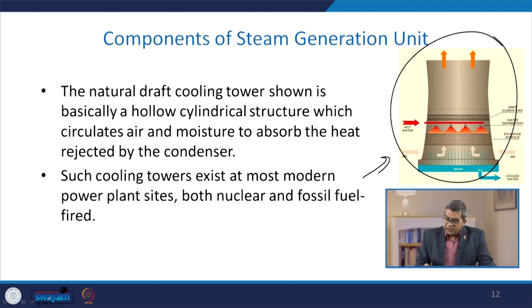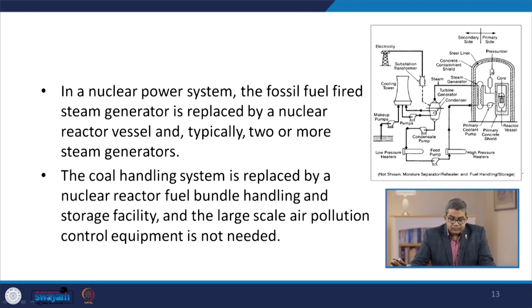condenser. Now here you see the hot water supply, and this draft eliminator and the water distribution. Here you are passing air, and from the bottom part of this, the cooled water is discharged and it can be reused in the steam generation unit. Now such cooling towers exist in most modern power plant sites, maybe nuclear or maybe fossil fuel fired.